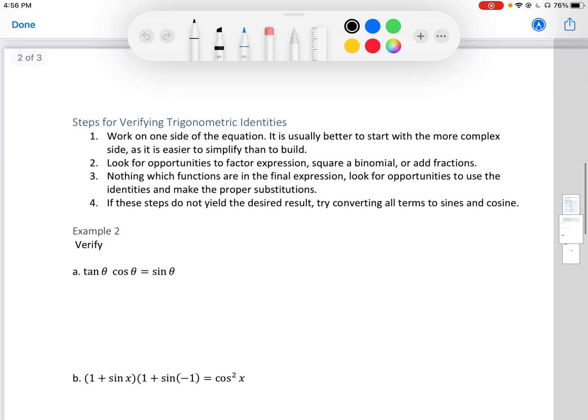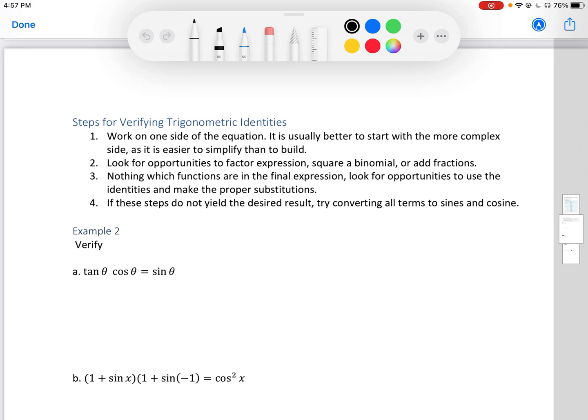Now, steps for verifying trig identities. 1, work on one side of the equation. It's usually better to start with the more ugly looking, more complex looking side. It's easier to simplify than to build up. That's why. 2, look for opportunities to factor an expression, square a binomial, or add fractions.